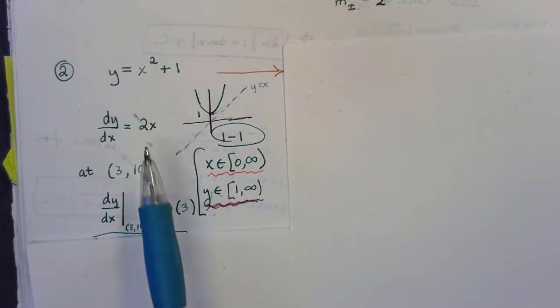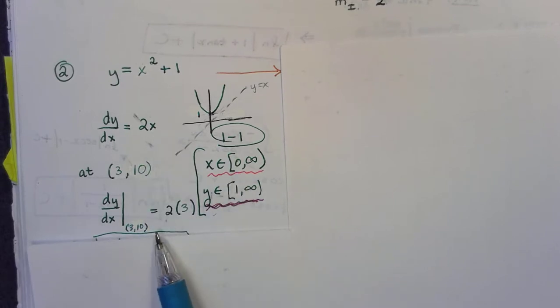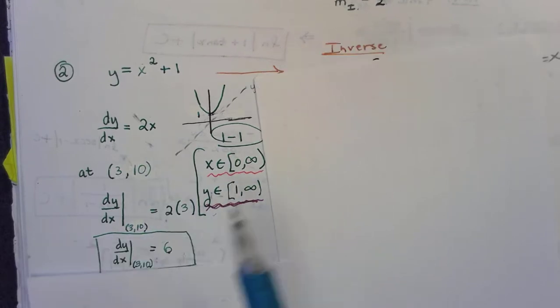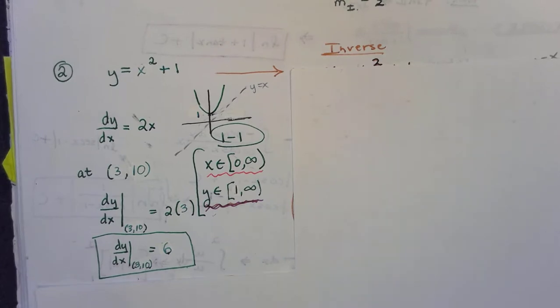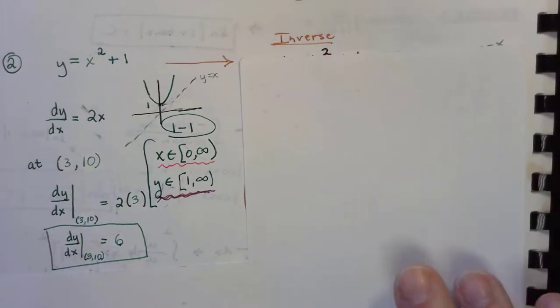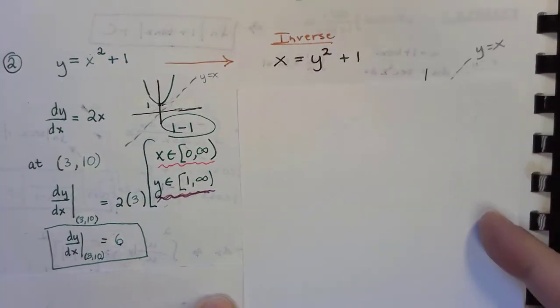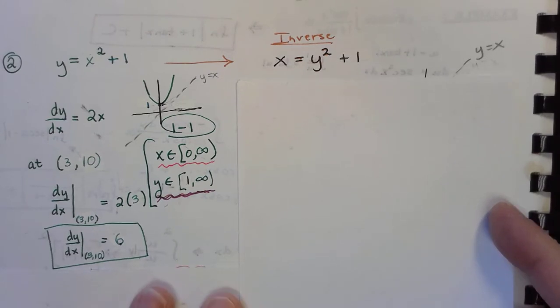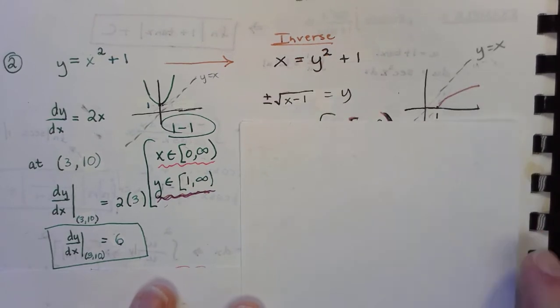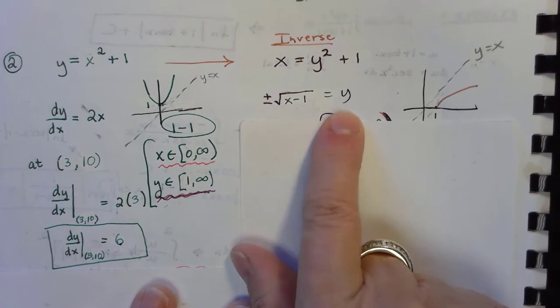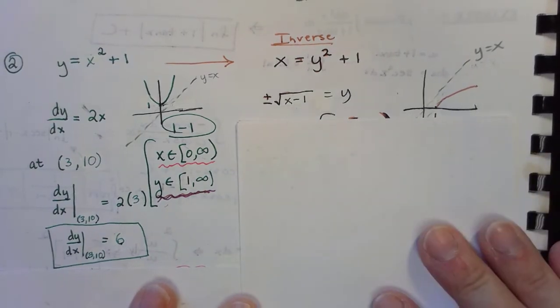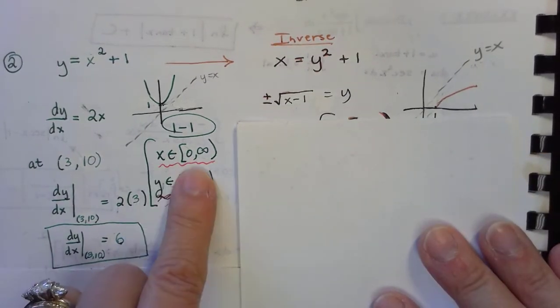I only need the x-coordinate, so the derivative at the point (3, 10) is 6. Now let's see what happens on the inverse. First of all, finding our inverse is very simple. And taking the square root of both sides gives us plus or minus. We have restricted our domain for x to be 0 to infinity.